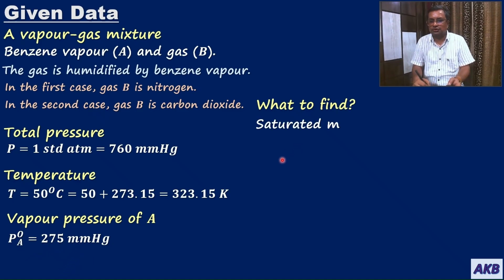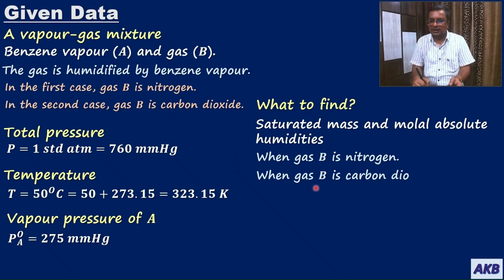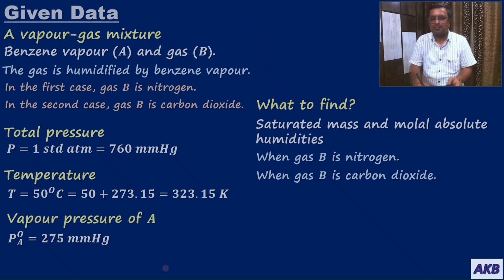And what are we supposed to find? We have to get saturated mass and molar absolute humidities for both the cases, when gas B is nitrogen and when gas B is carbon dioxide. So when gas B is nitrogen, we have to get the two quantities, and when gas B is carbon dioxide, we again have to get the two quantities. So let us move ahead.